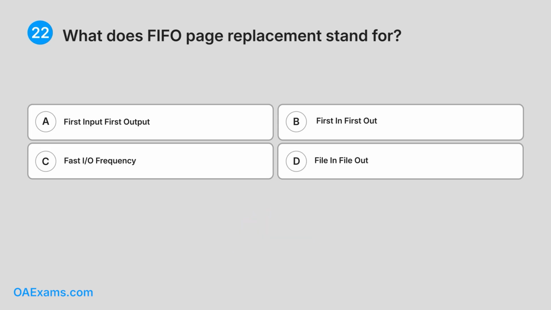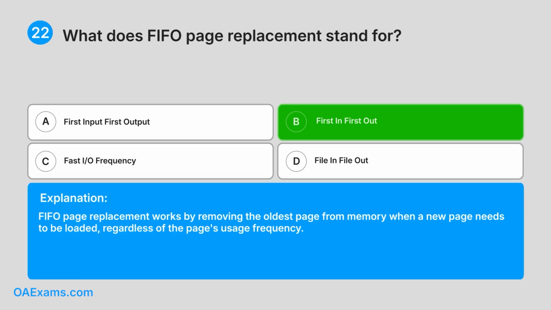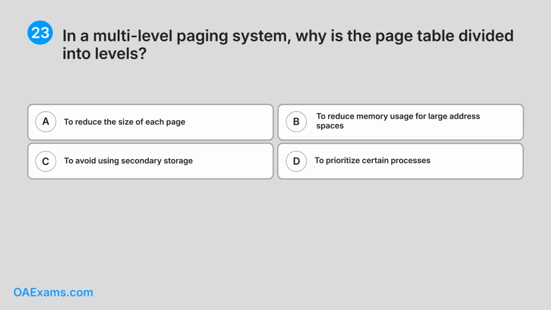Correct answer: B. First in, first out. Explanation: FIFO page replacement works by removing the oldest page from memory when a new page needs to be loaded, regardless of the page's usage frequency. 23. In a multi-level paging system, why is the page table divided into levels?